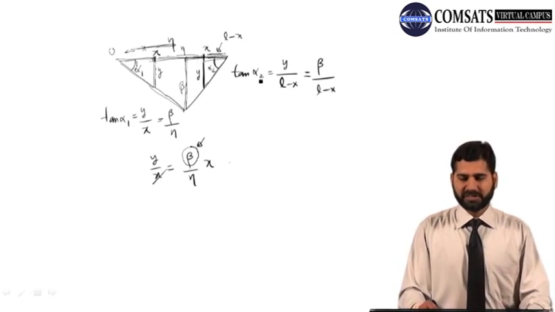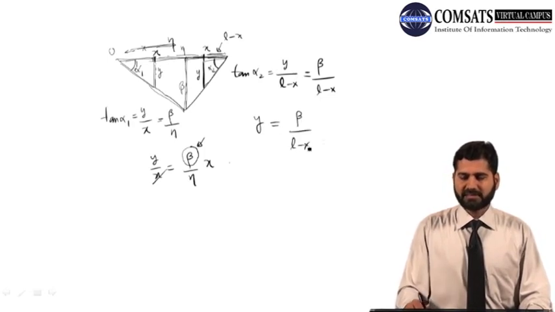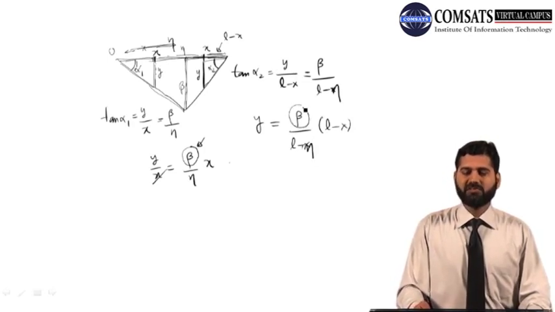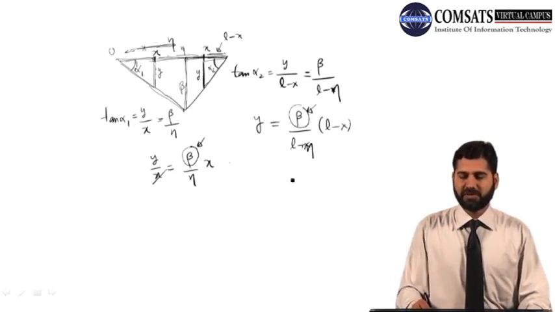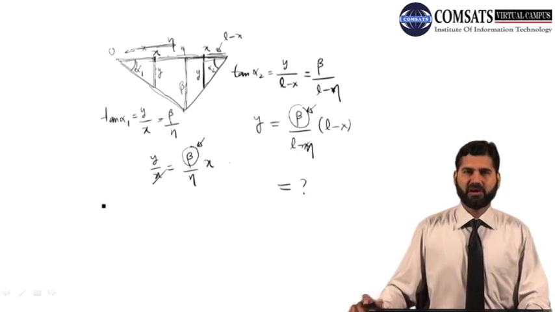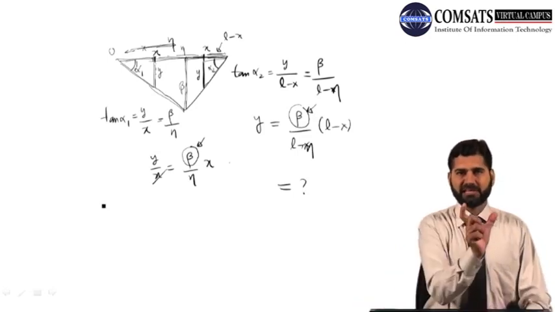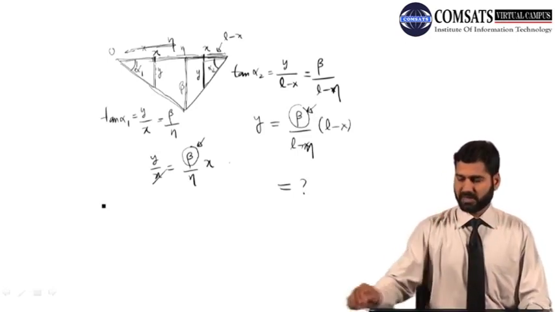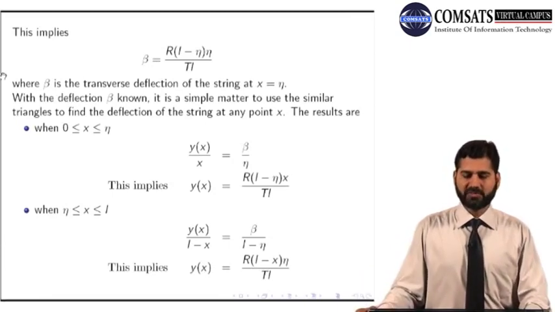So from similar triangles you got y. So y is beta over L minus eta times L minus x. Sorry, this is eta. So again, the value of beta is given. You replace the value of beta, you will get y for eta to L as well. So that's how you got two values of y, in the interval 0 to eta and from eta to L. That's how we got these values of y of x in two different intervals.